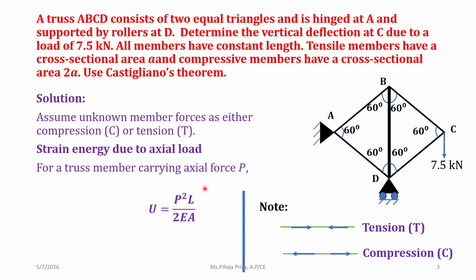Okay, first the strain energy for the axial force is given as P squared L by 2EA. So this is the formula for strain energy due to axial load. And here, if we take the forces away from the joint, for example if we consider this joint A, the forces away from this joint should be taken as tension and towards the joint should be taken as compression. But for assumption we will take all the forces as tensile.